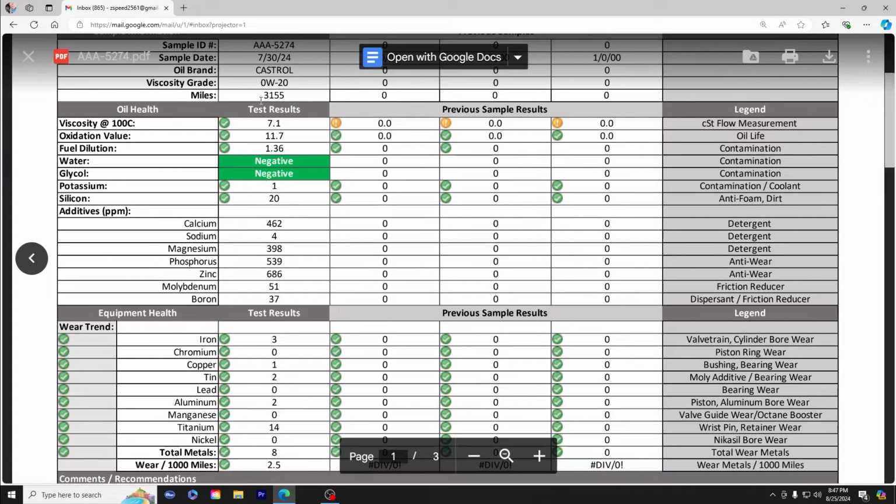Okay, now we're going to actually look at the oil health values, and the first one is the viscosity at 100 degrees Celsius. So they heat the oil up, and it's supposed to have a certain viscosity number. Mine's brand new oil at 100 degrees Celsius should be 8.5 or close to that. Mine is now 7.1, which is still good. You see I got a green check mark, which means it's still within the tolerances, so that's great. My viscosity is holding up, and there's no issues with the viscosity.